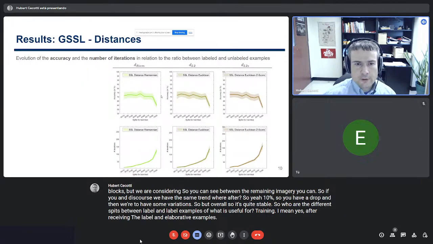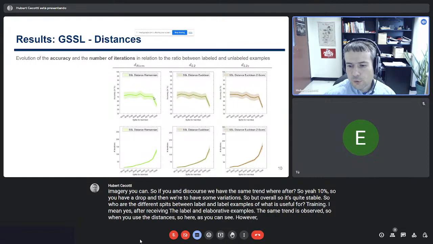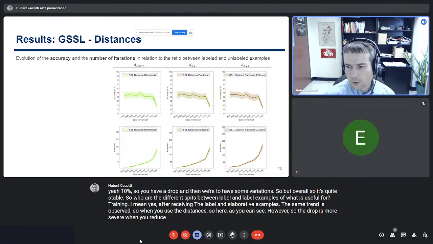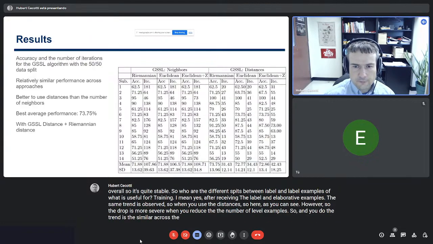The same trend is observed when you use the distances. Here, as you can see, however, the drop is more severe when you reduce the number of labeled examples, and the trend is similar across the three distances.